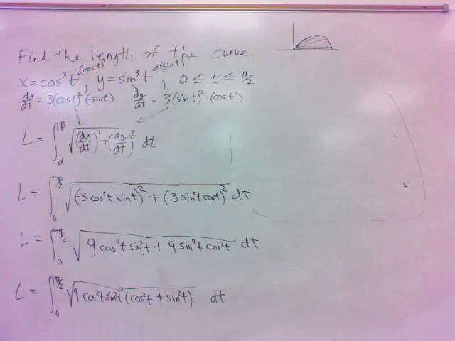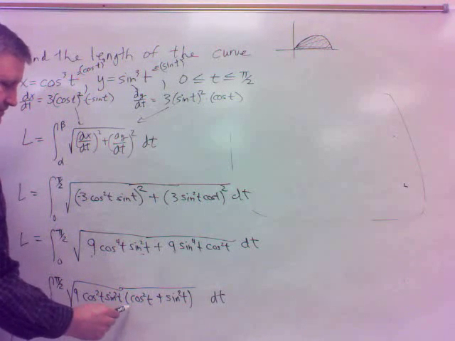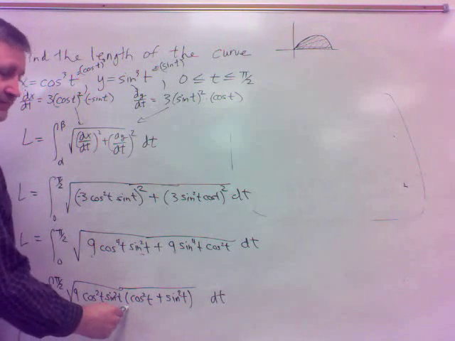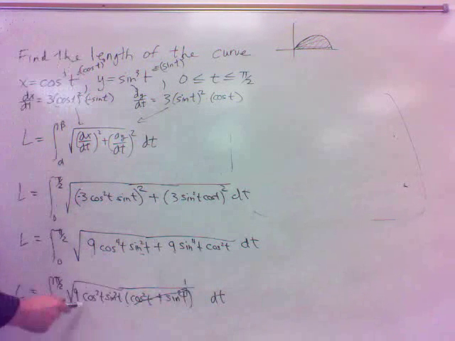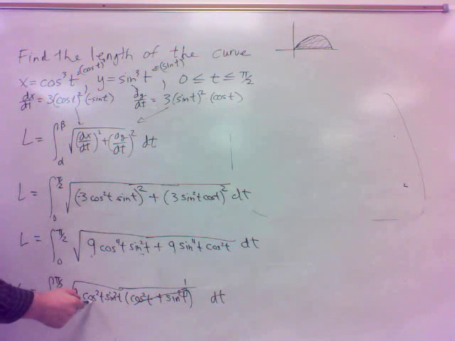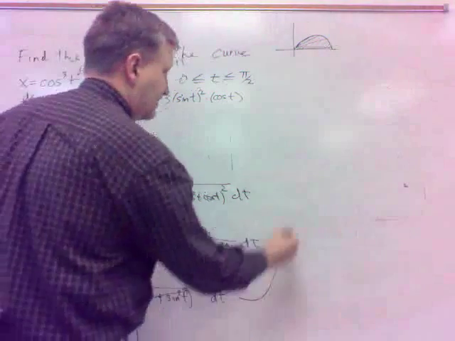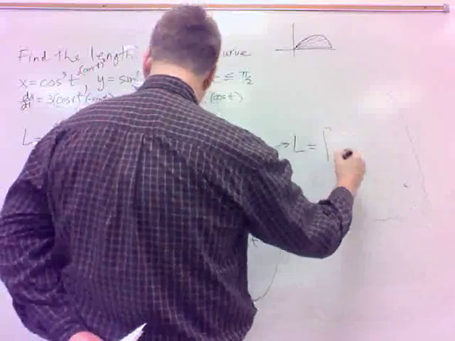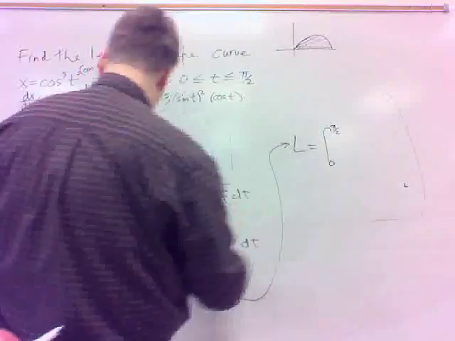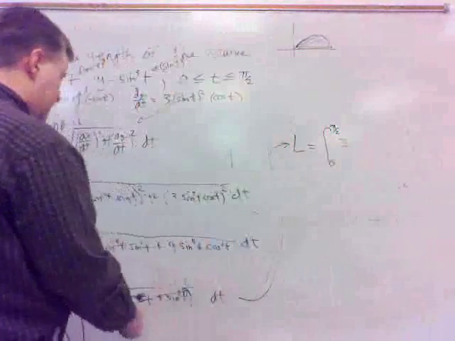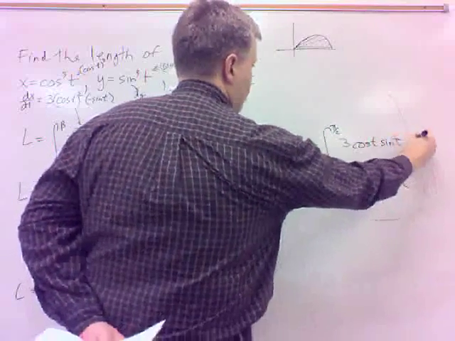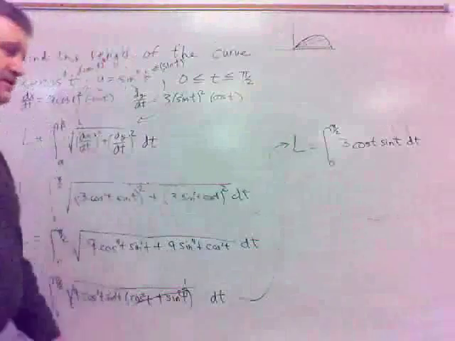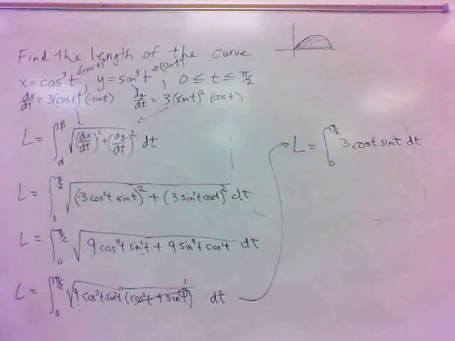So I think this is what I get. Well, even something nicer happens here. Cosine squared plus sine squared, what about that? That's 1. So we wind up just having the square root of 9 cosine squared sine squared, but I can square root those. Isn't that the integral from 0 to pi over 2? Square root of 9 is 3. Square root of cosine squared is cosine. Square root of sine squared is sine. We'll wind up with just this nice, neat, lovely little thing.